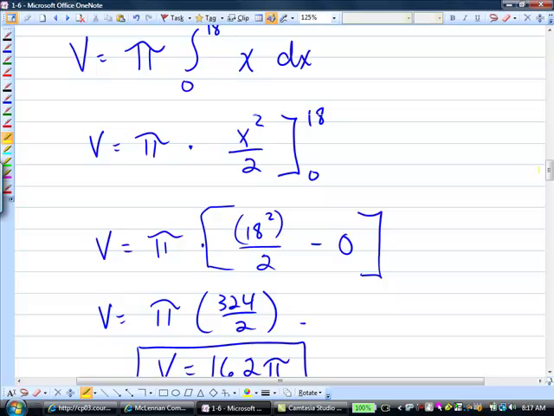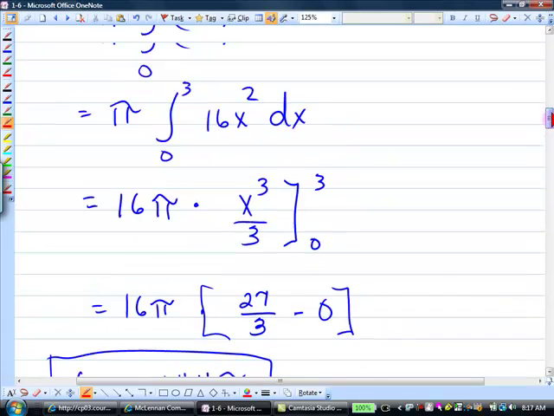So you get 324 over 2, which is 162 pi. And it should have cubic units written out there. I don't, but you should. We'll add that. All right. Make sense? We're good? Okay. Let's look at the next one because it's a little bit different when you do your sketch.